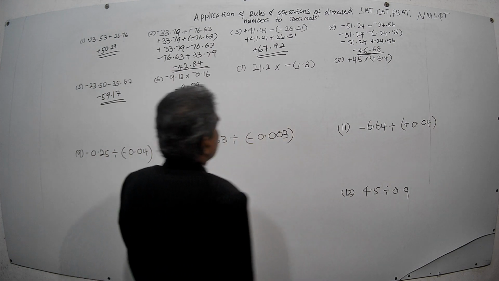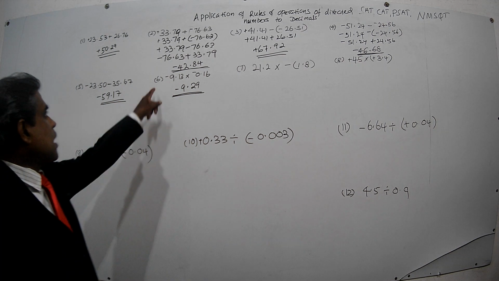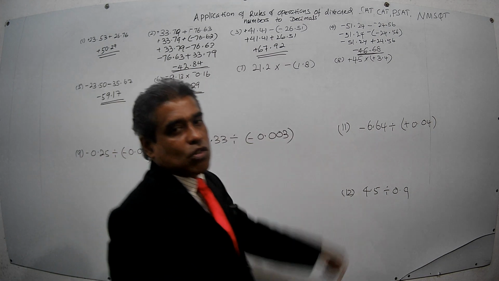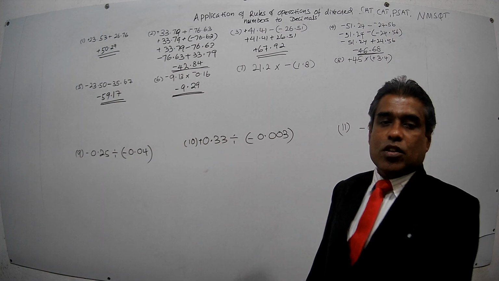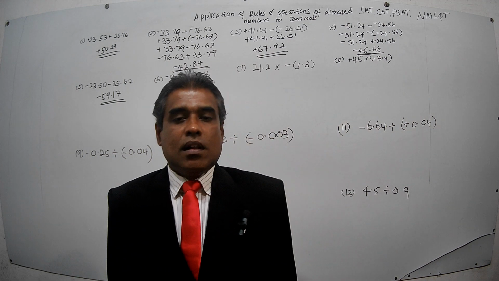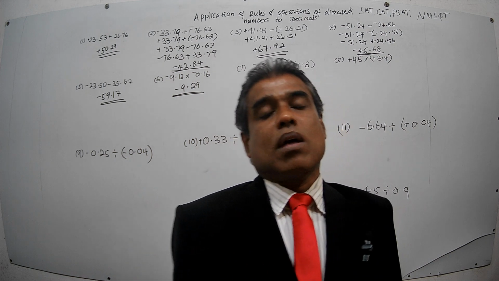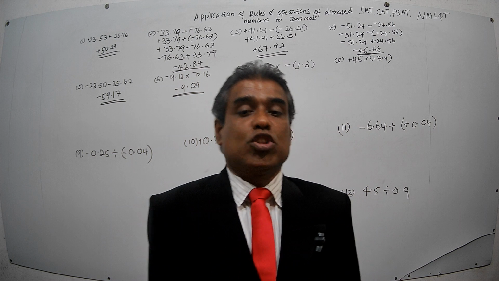Go to the next one. The next one is multiplication. Up to this example, we were doing addition and subtraction. Now multiplication. What are the rules of multiplication? What are the rules of multiplying directed numbers? When two numbers of the same sign are multiplied, the answer is always positive.